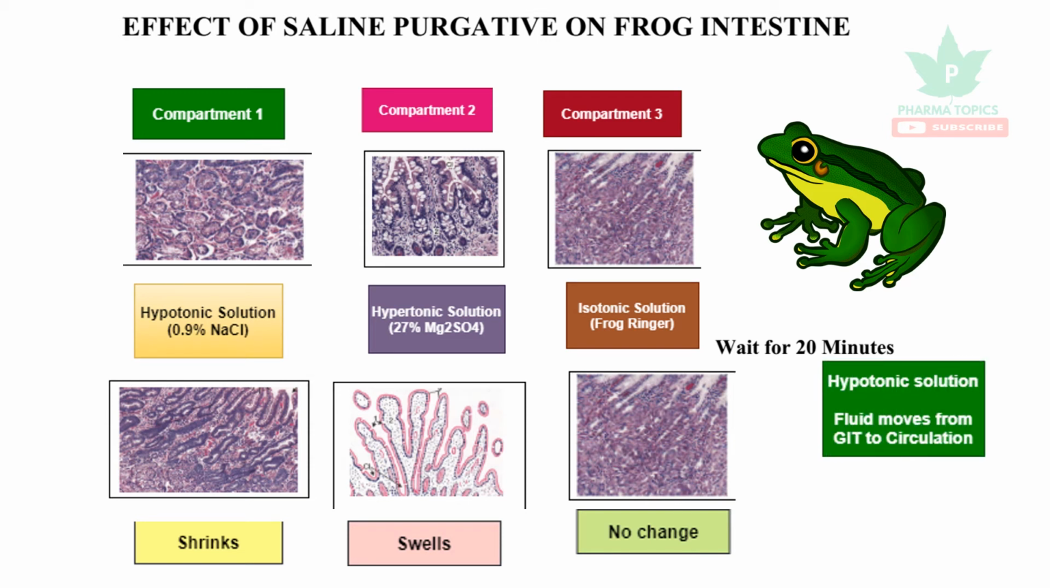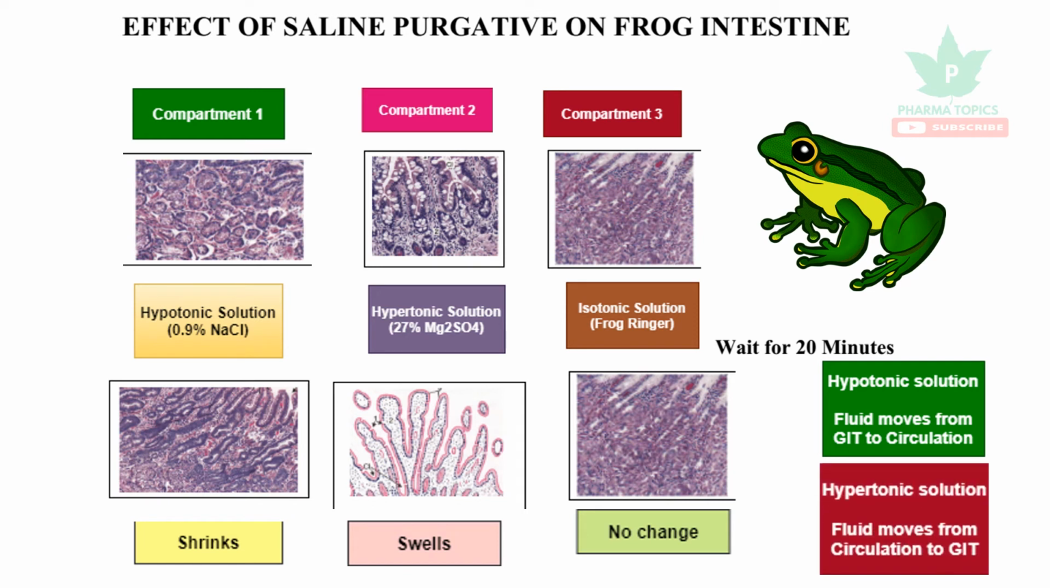So the inference, hypotonic solution in compartment 1 has caused fluid movement from GIT into the circulation. The hypertonic solution that is in the compartment 2, it drags the fluids from the circulation. So from the circulation, the fluids come into the GIT, it increases the fluid volume. So the cells in the lumen, whereas the fluid in the lumen are cells which are present, they absorb water and they swell. So that is why compartment 2 is showing swelling.